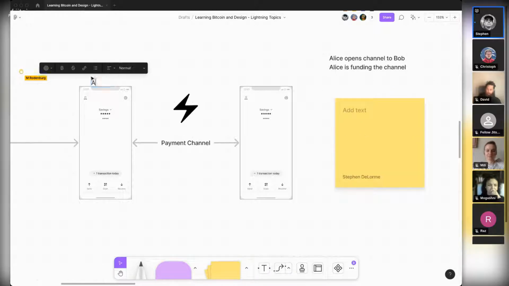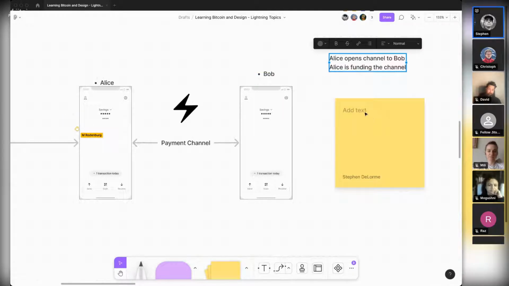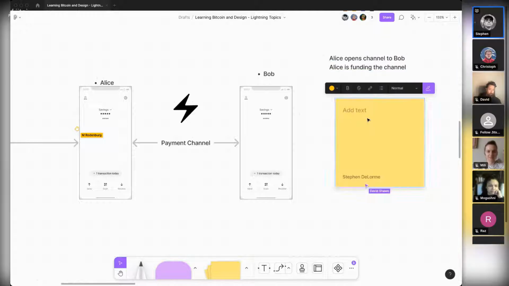I'm going to label these as Alice and Bob just for simplicity. I didn't mean to put a bullet there, but whatever, we have a bullet now. And so Alice and Bob are going to send some messages. The nodes are going to send messages back and forth and negotiate what this looks like. And then they're going to fund the channel.